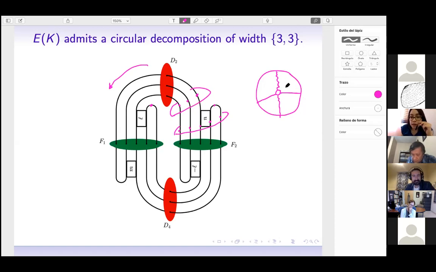And this is just attaching one handle, then a two handle, and then one handle, and a two handle. So this decomposition has width 3, 3, because the genus of these surfaces is 2, and its complexity is 3.